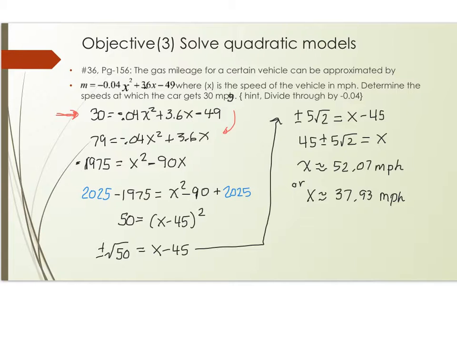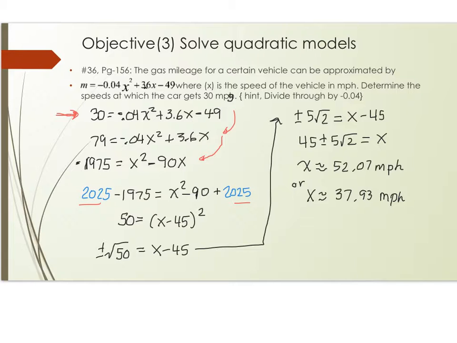So now we're going to divide both sides of the equation by negative 0.04. In order for us to complete the square, we must get rid of the coefficient in front of the x squared. When we do that, we get negative 1975 is equal to x squared minus 90x. Now we take half of 90 and we square it and we add it to both sides of the equation.